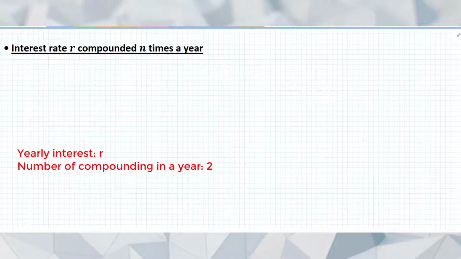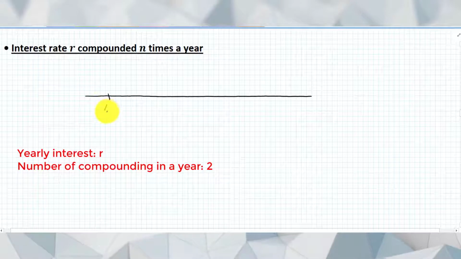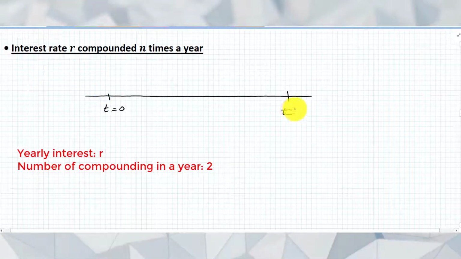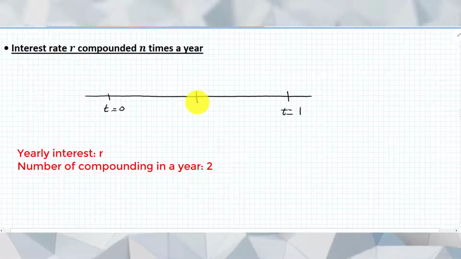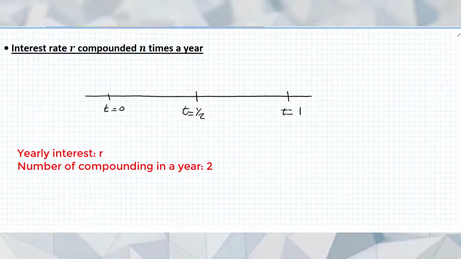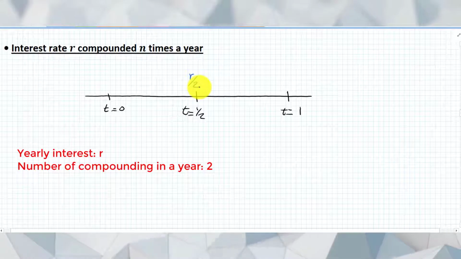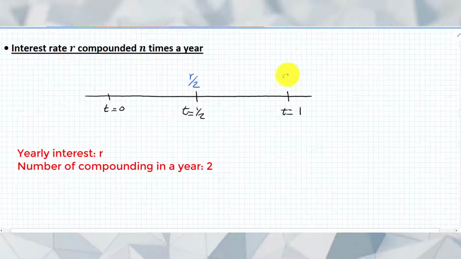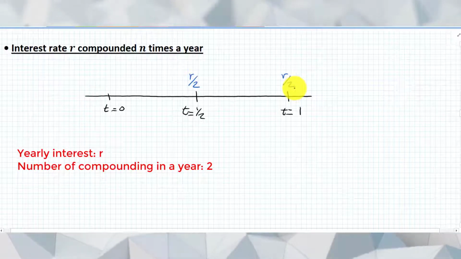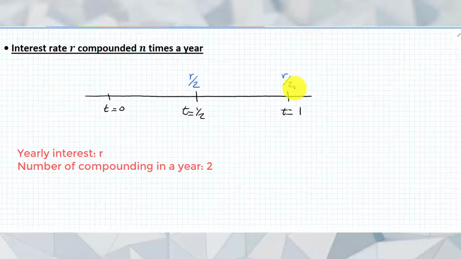What does that mean? Let's draw a timeline to understand what it means. That means you're going to divide the year. This is the beginning, initial value. This is the end of the year. You're going to divide the year in two compounding periods. So this is half the year, 6 months, right? And at the end of the first 6 months, you're going to add R over 2 of interest, and then another R over 2 at the end of another 6 months. That's how you compute R interest rate compounded twice a year.